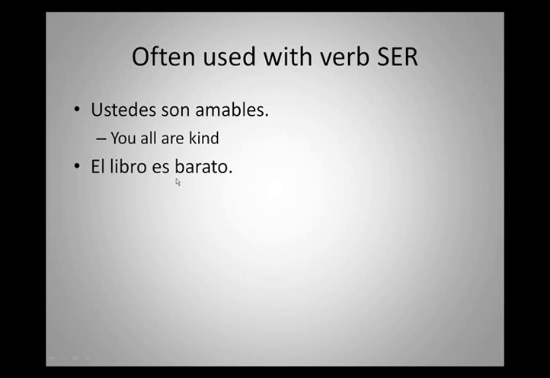El libro es barato. Barato modifies libro. Okay, it's just joined by this es in the middle, or son for things that are plural. Okay. The book is cheap. The book is cheap. Okay.